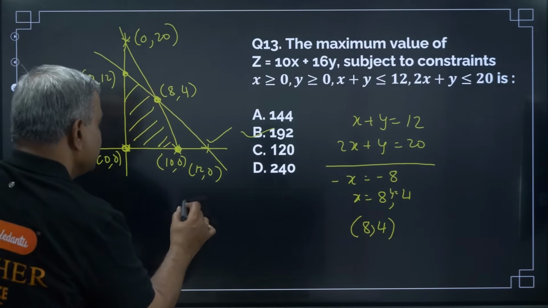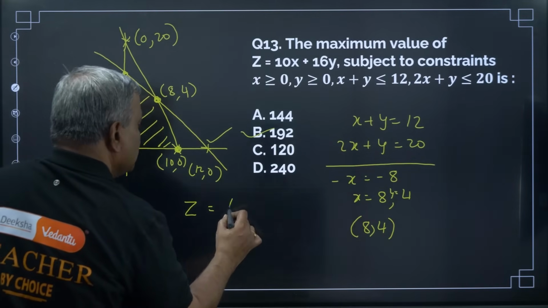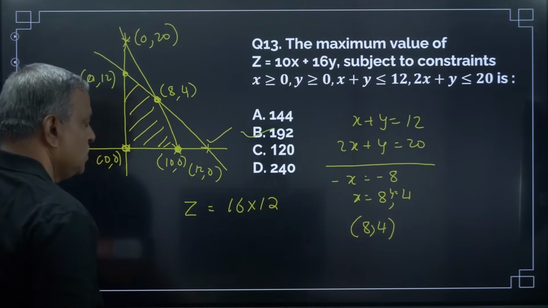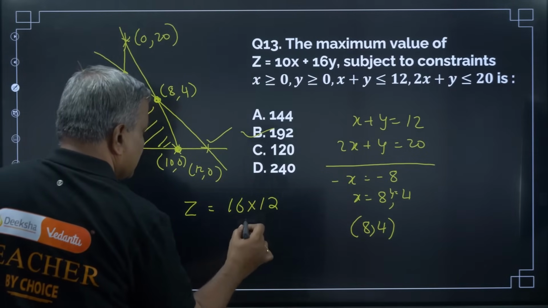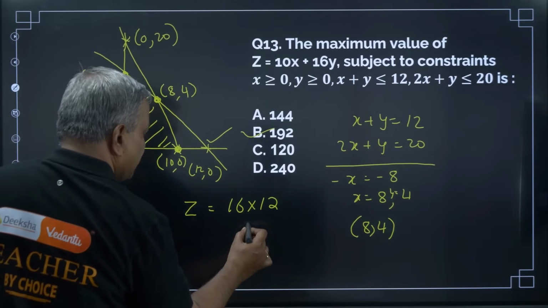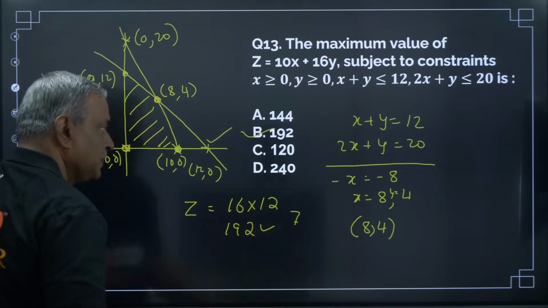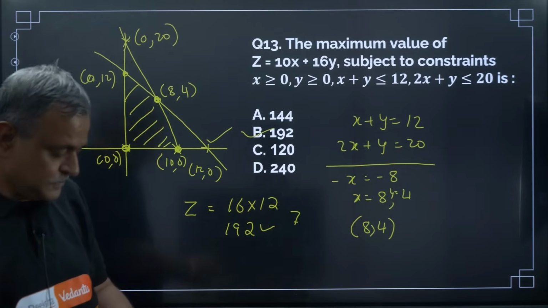Okay, so how does it come? Z is equal to 16 into 12. 6 2s are 12, 12 6s are 72, 72 plus 12 is 192. 192 is the highest one. Okay, this is the feasible region of it.